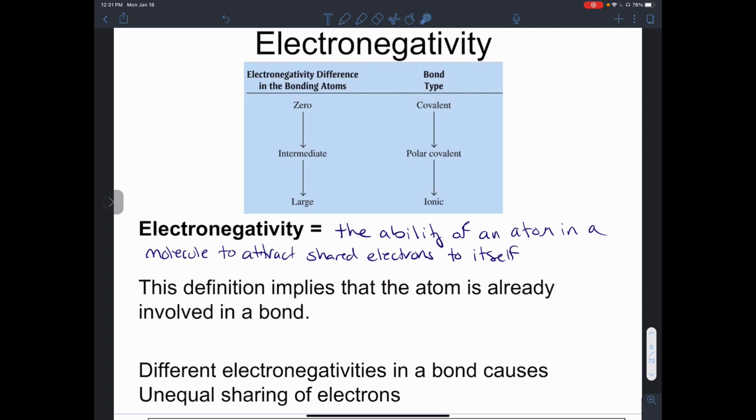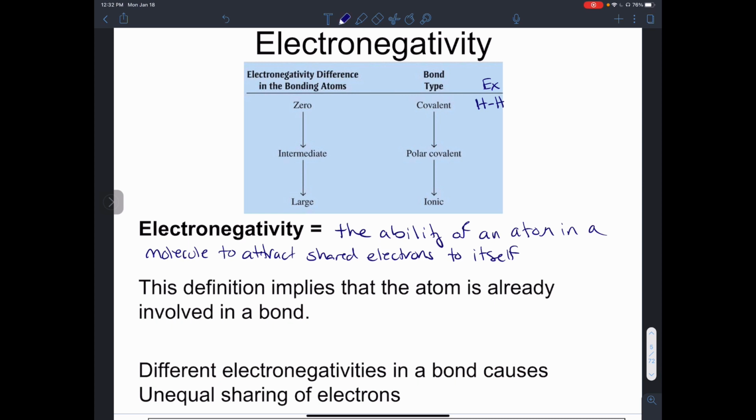Now, if we have a bond, let's look at this diagram at the top. If the electronegativity difference is 0, then what you have is a covalent bond. When would the electronegativity difference be 0? You've got some things bonded together and they're behaving exactly the same. Neither one is pulling stronger than the other. Well, that's going to be called a covalent bond. That's the type. An example of a covalent bond might be hydrogen and hydrogen. They're the same. They're pulling the same, so neither one has a greater electronegativity.